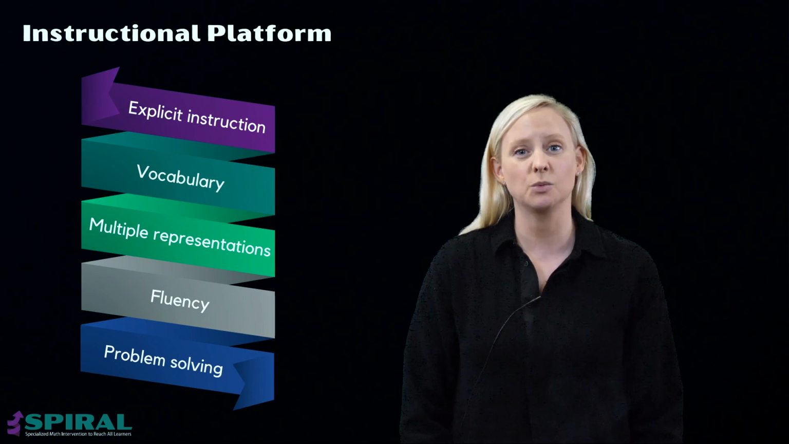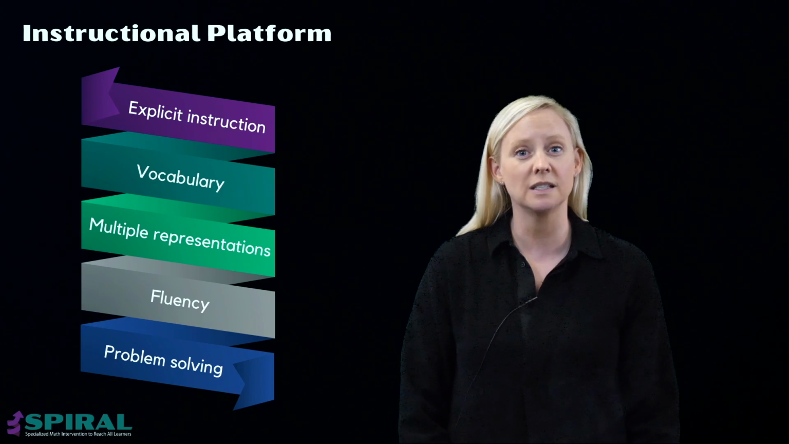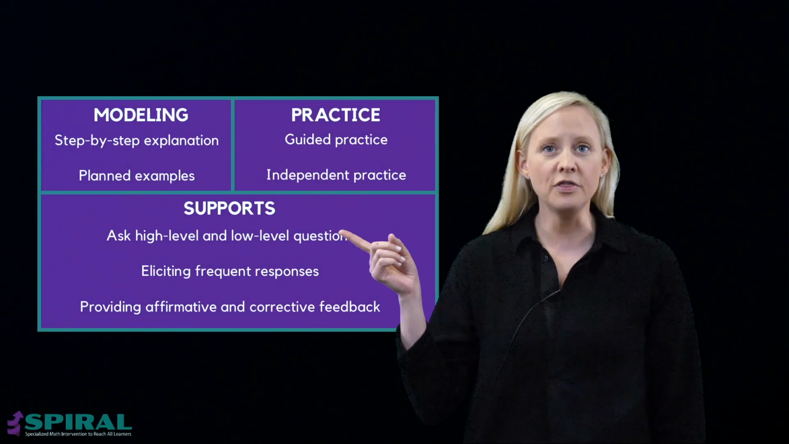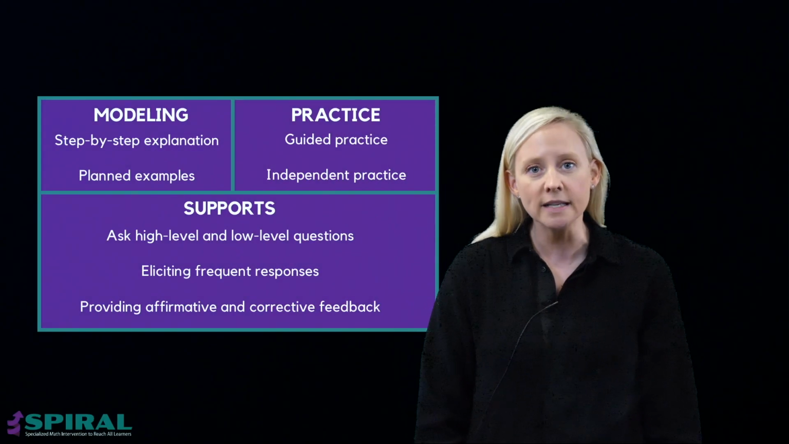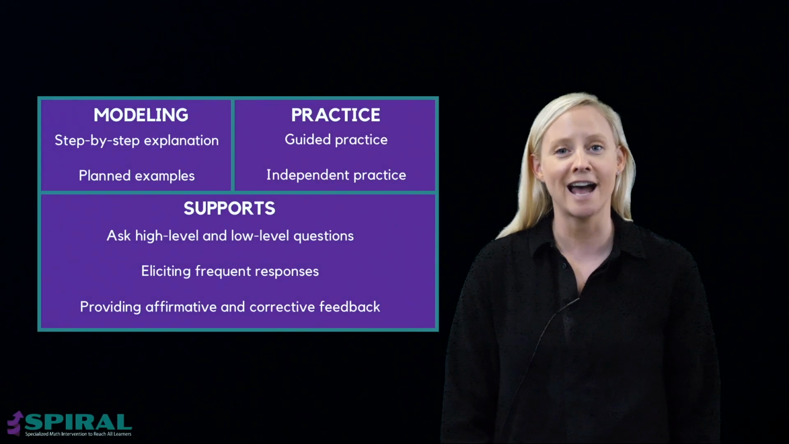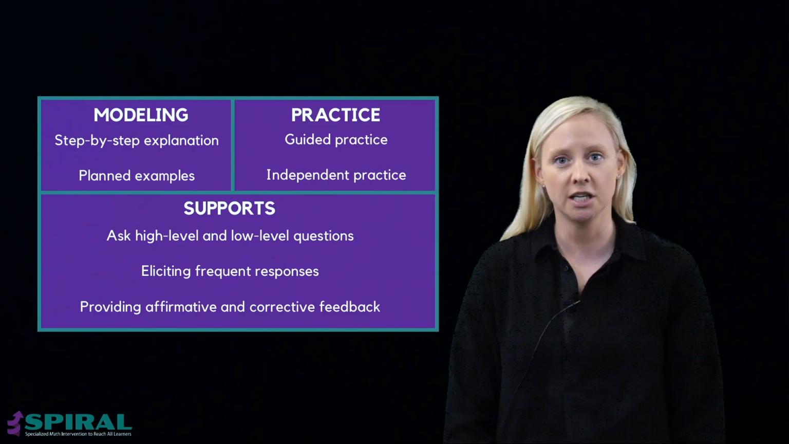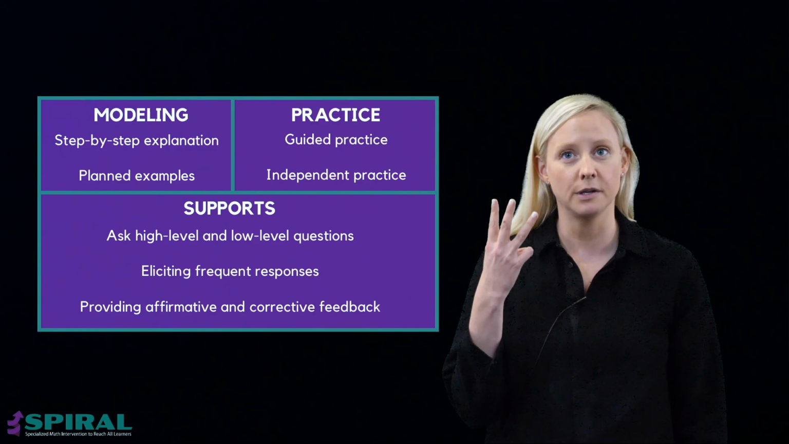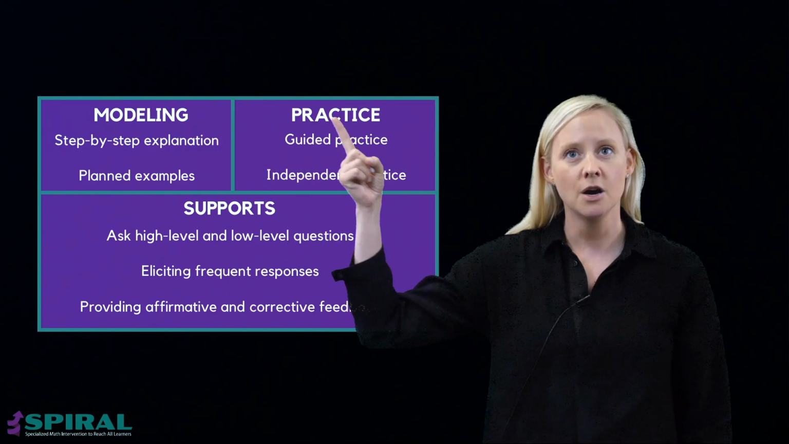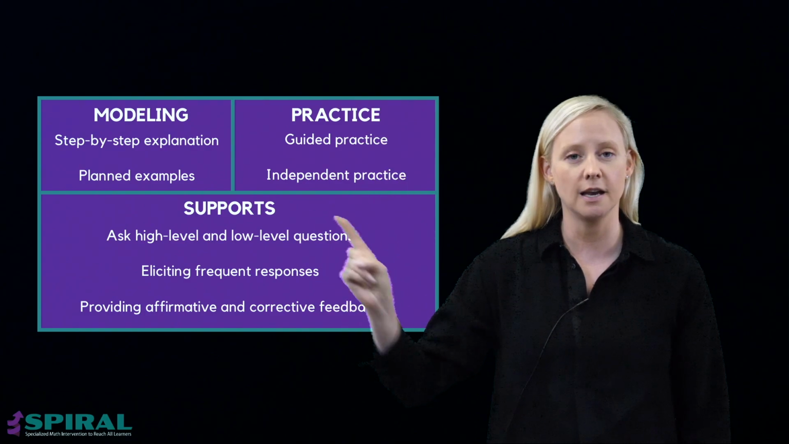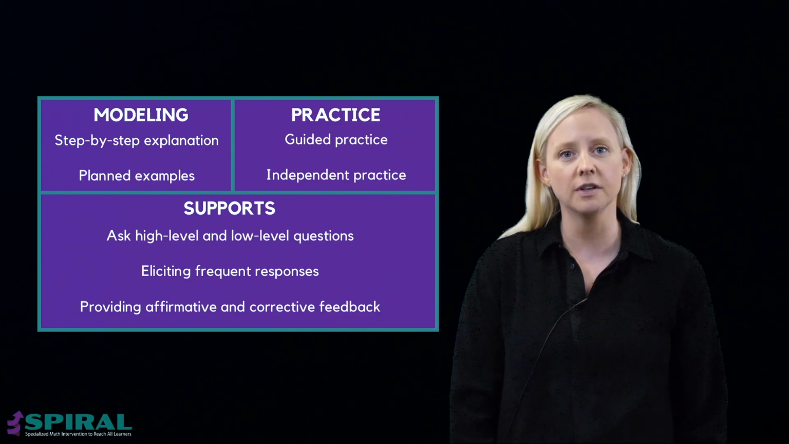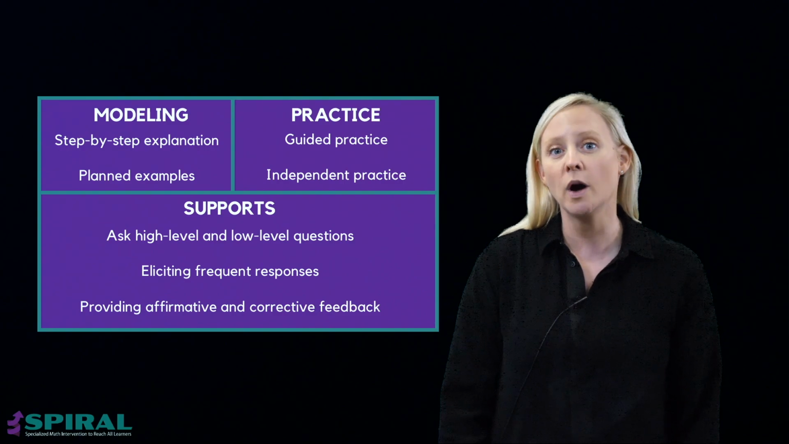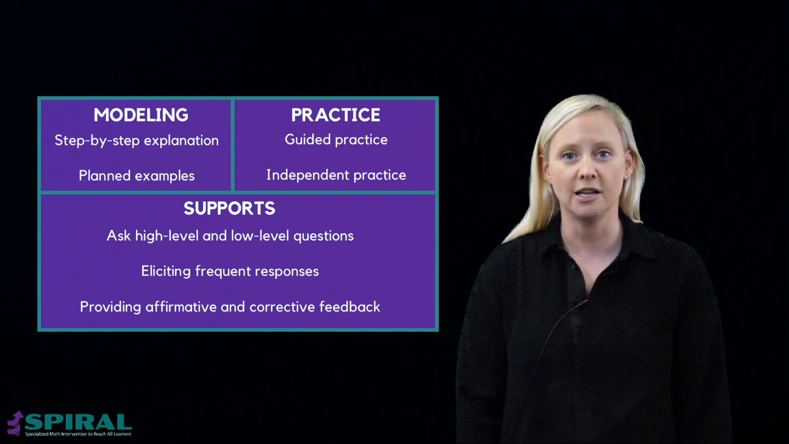So it's really the best way that we can ensure that our students with disabilities and our struggling learners are set up for success. When we think about explicit instruction, I always like to refer to this helpful model from the National Center for Intensive Intervention. And when we're thinking about explicit instruction, we're really thinking about 3 components. We're thinking about modeling, practice, and supports. I'm going to briefly go through each of these 3 different components so that you can understand what explicit instruction might look like in your classroom.